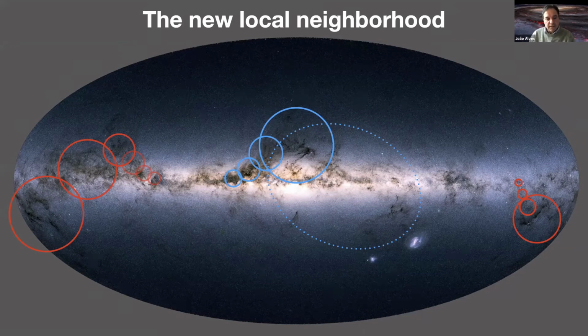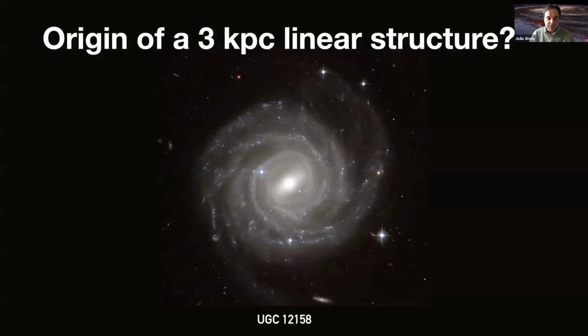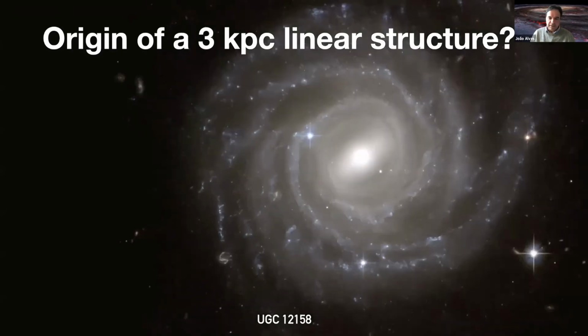We don't really see a Gould's Belt in the sense that it's not really connected. What you were seeing, we argue, is just two structures in projection. Wait a minute, how do you get this 3 kiloparsec linear structure? We don't know anything like that in other galaxies.